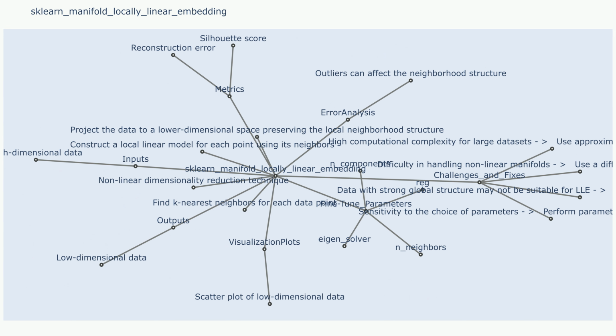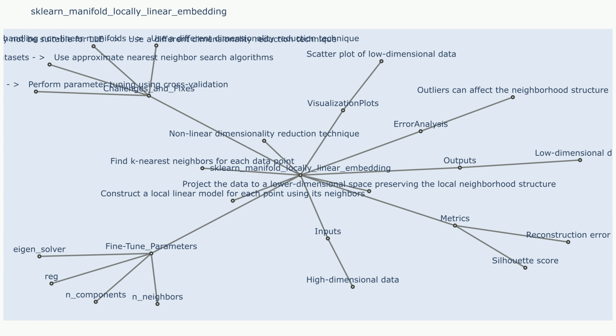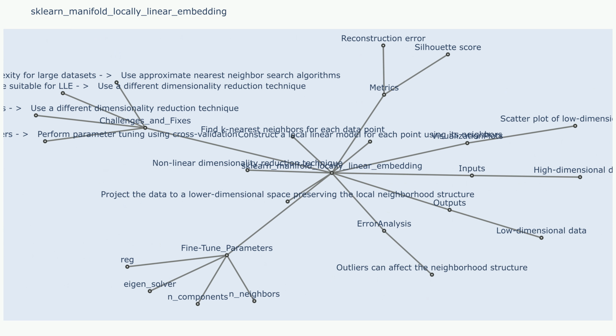Challenge 2: Computational complexity for large datasets. Sample use case: LLE can be computationally expensive for large datasets, especially when the number of neighbors or the dimensionality of the data is high. Fixes: Use the modified LLE algorithm, which can be faster for larger datasets. Use a smaller number of neighbors. Consider using a different dimensionality reduction technique like t-SNE, which can be more efficient for high-dimensional data.